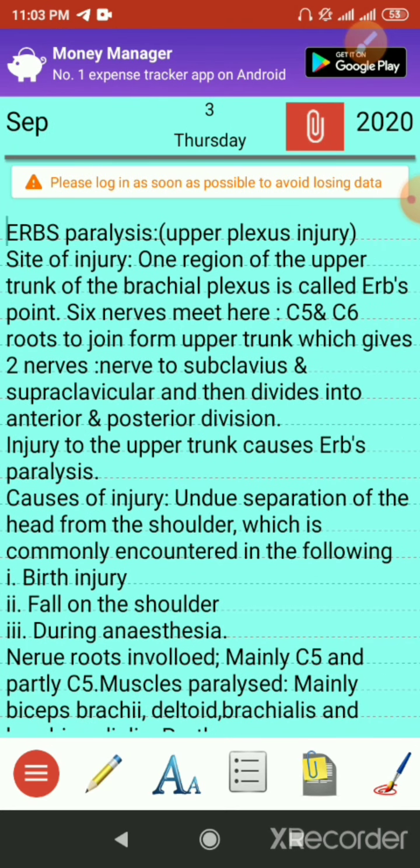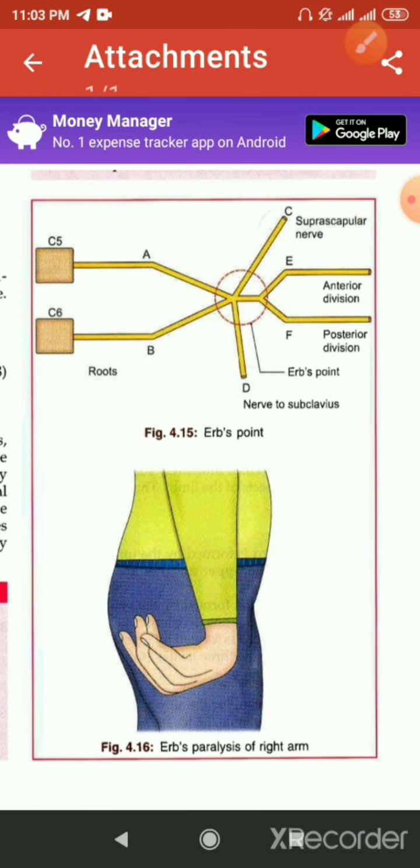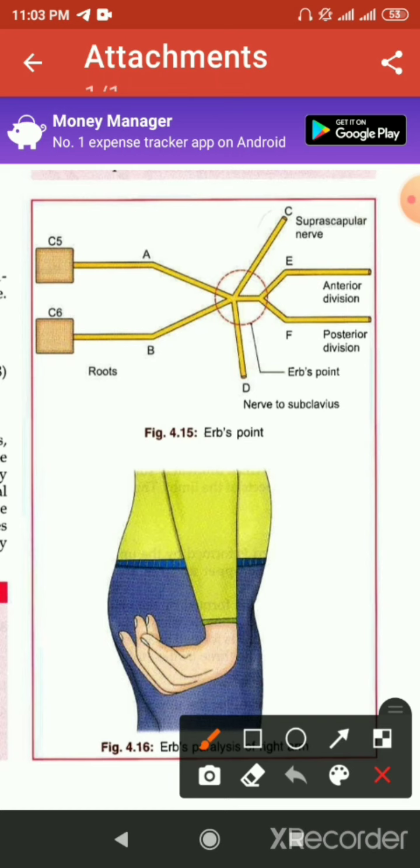Then come to one clinical condition, that is Erb's paralysis. Before knowing about Erb's paralysis, we have to know about Erb's point. Erb's point is a point on the upper trunk of the brachial plexus where 6 nerves meet together. So what are they? Let's see Erb's point.